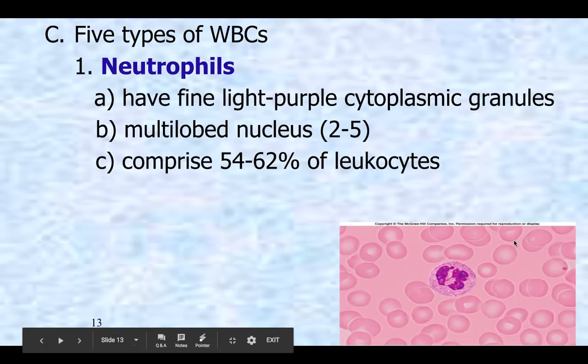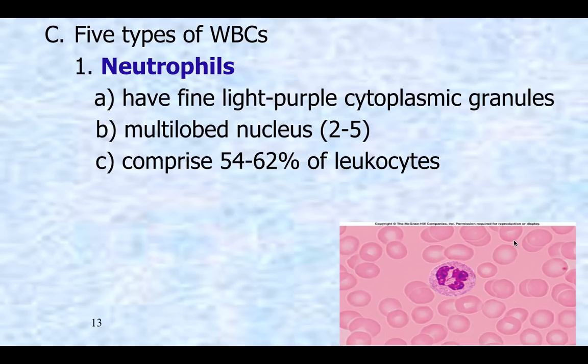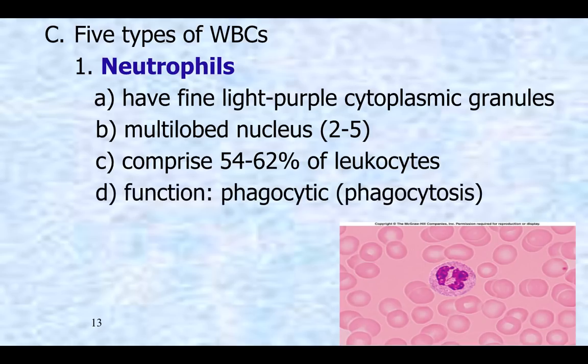About 54 to 62% of your white blood cells, or leukocytes, are going to be these neutrophils, and their job is to go through phagocytosis, which when you complete these notes today, please go into Schoology and watch a note on how that happens. The definition of phagocytosis is how this cell basically engulfs or eats and then digests bacteria or pathogens or viruses that invade the body.